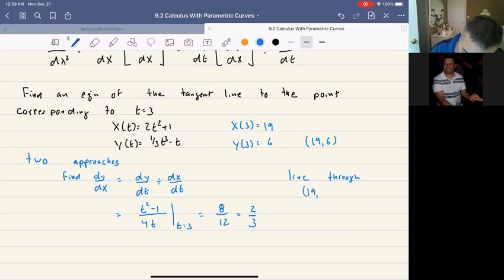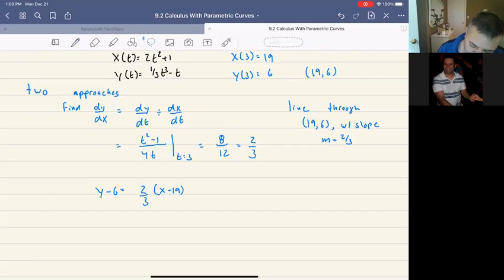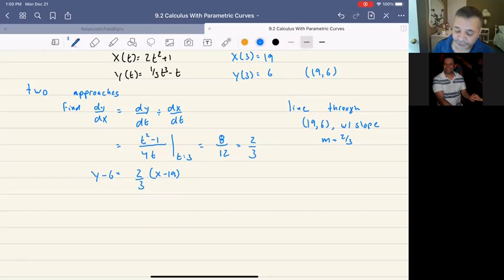So now we're finding the line through (19, 6) with slope m equals 2/3. So y minus 6 equals 2/3 times (x minus 19). This is the equation of the tangent line. That's the first approach, the approach you would do in chapter 9. But I've taught you more than that, so let's look at the other way of thinking about this.